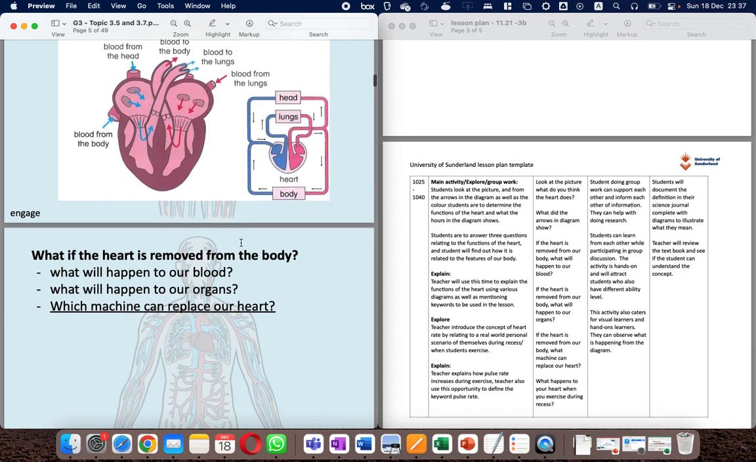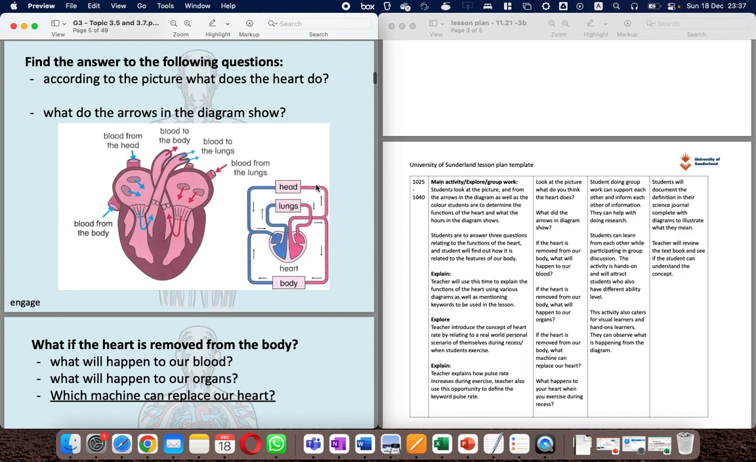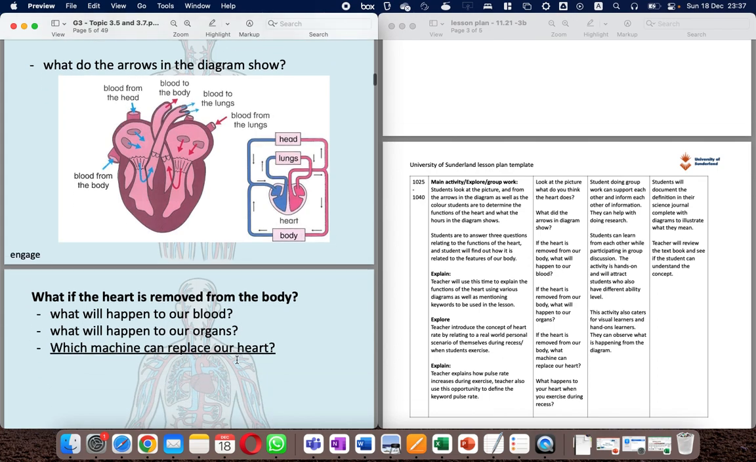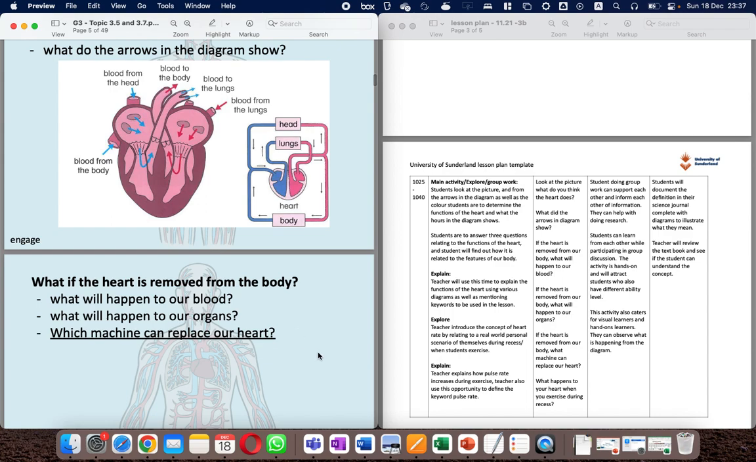We also want to know what happens if the heart is removed from the body. Actually, this part's not so important to knowledge. This is not formally assessed, so we just want to engage students and draw their curiosity. What happens to our organs if the heart is removed? What machine can replace our heart? This is to get students to think about the functions of the heart.